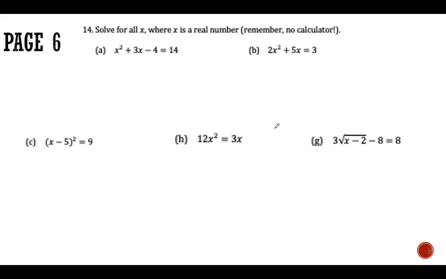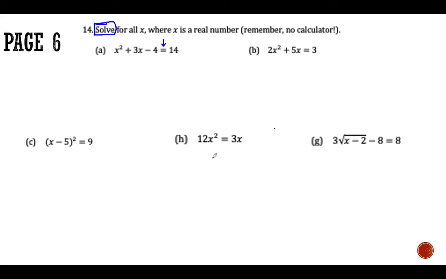Now we're going to go to page 6. Page 6, if you look at page 1, your directions are simplify. Page 6, your directions are solve. That's different. Simplify is just rewriting an expression. Solving is finding an answer that generates equality.